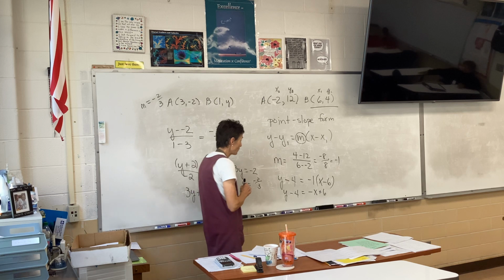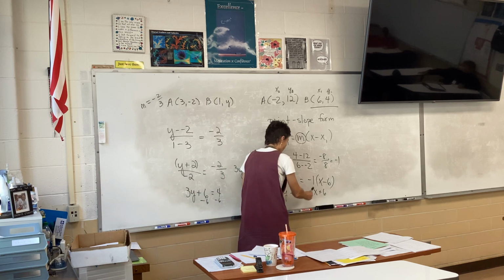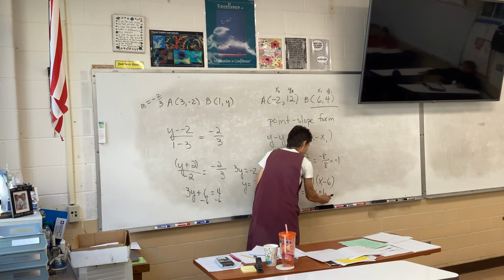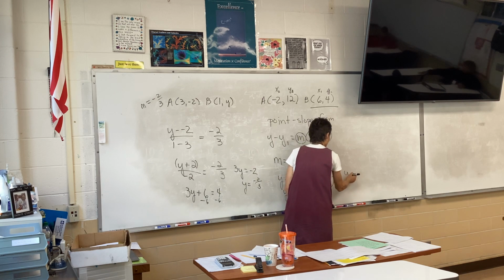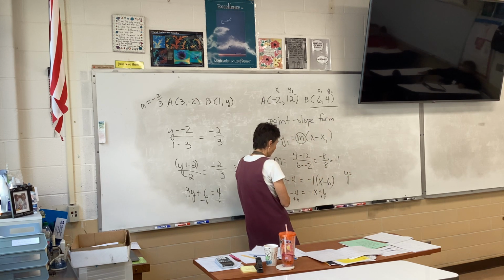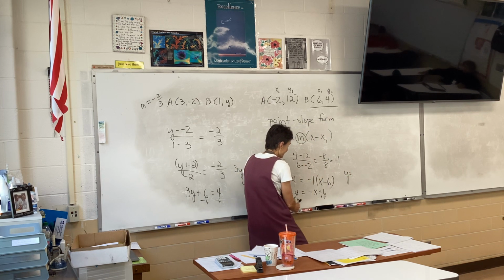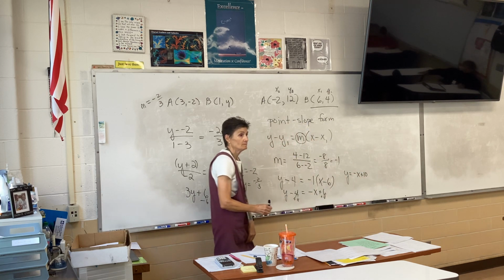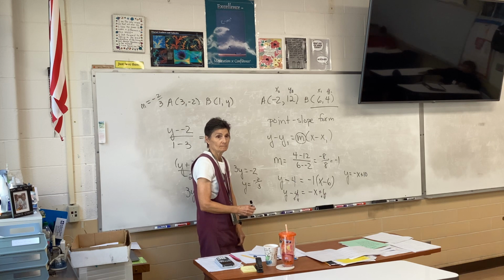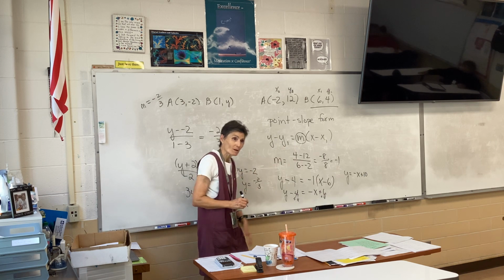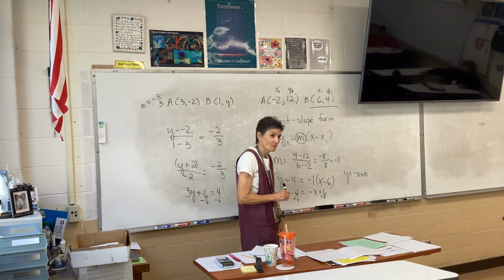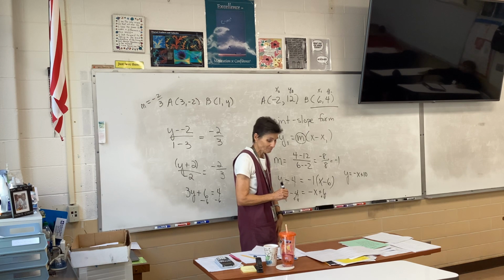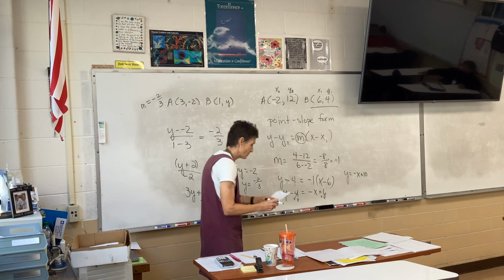And then we'll do one more thing, we'll add 4 to both sides. So our final answer is y equals -x plus 10. And that's the equation of the line. That's all there is to it. Isn't that easy? All right, let's try the next one.